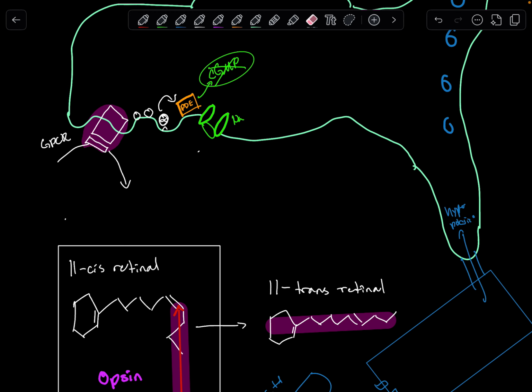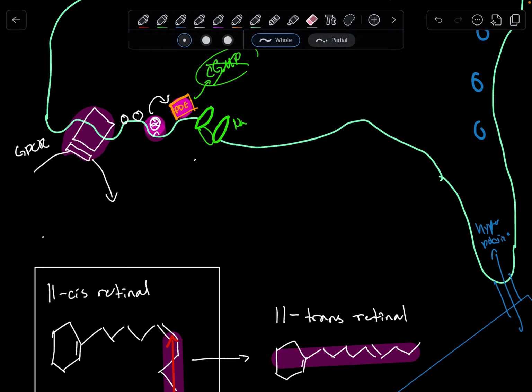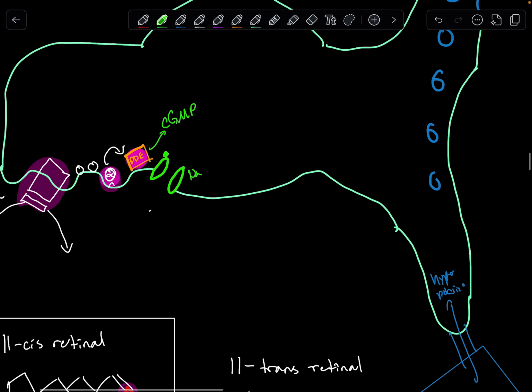So if that's the case, then this alpha receptor is not going to activate PDE. If it doesn't activate PDE, then cyclic GMP is not going to be deactivated. So if cyclic GMP isn't deactivated, it's going to act as a ligand. It's going to attach to the sodium channel, which is going to open the channel, allowing for sodium to enter.